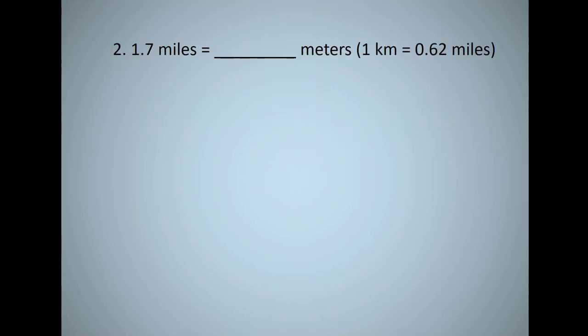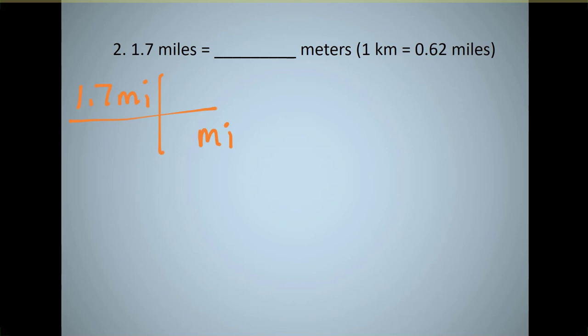Okay, follow along with me as we do question number 2. Question number 2 is a double step problem. You'll have 2 conversion factors. So let me show you how you set that up. Of course, you always start with the number that they give you. So we're going to start off with 1.7 miles. And I'm going to cancel out miles. So I'm going to put this down here.